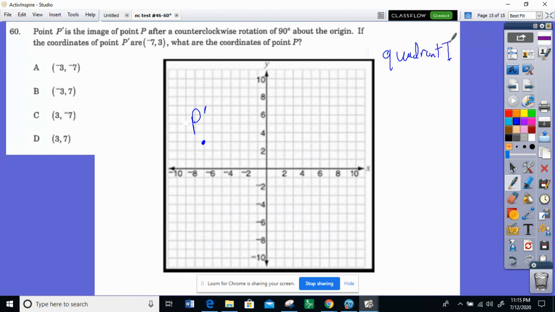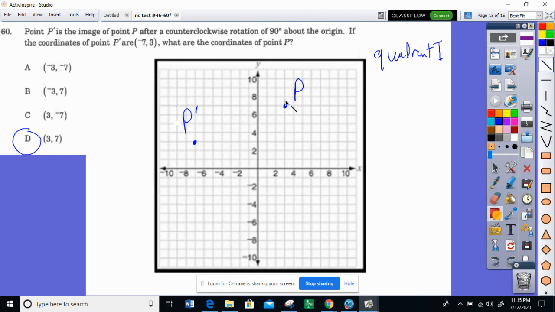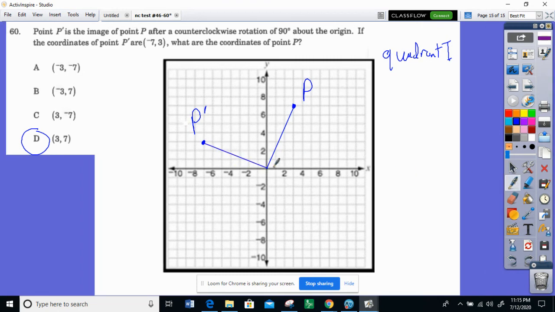If you start in quadrant 1 and you rotate 90 degrees counterclockwise, you end in quadrant 2. So what's the only answer choice in quadrant 1? That's D. And then to see why this is where point P is, if you connect point P and point P prime with two segments that meet at the origin, you get an angle of 90 degrees.